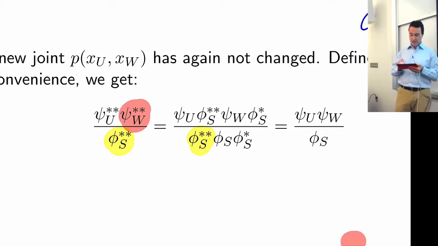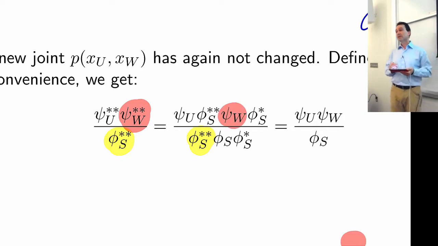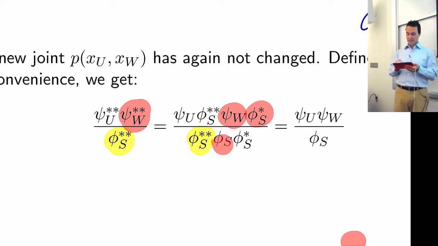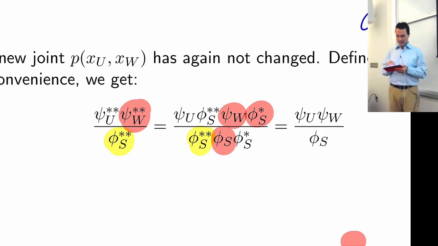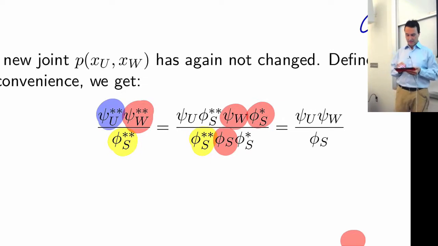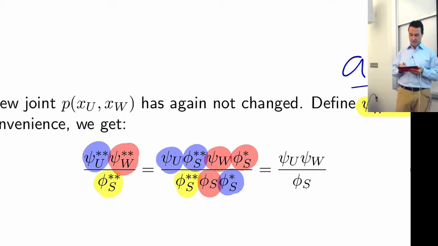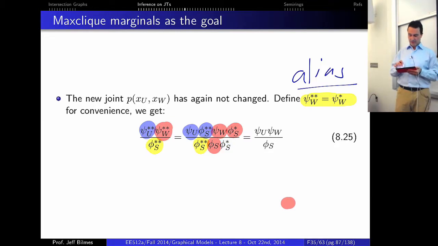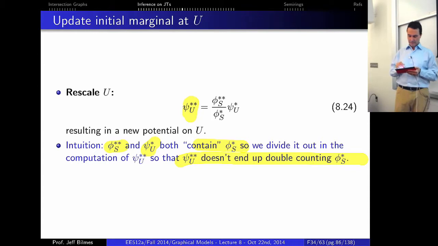Psi star sub w was equal to the original one, psi sub w, which was multiplied in by the message coming from the left, which was this guy, and divided out by the original guy here. And then lastly, we have this updated guy here on the left, which is this original one, which is multiplied in by the separator potential coming from the right and divided out by this one. So the blue thing I just did is exactly this message here. Hopefully.